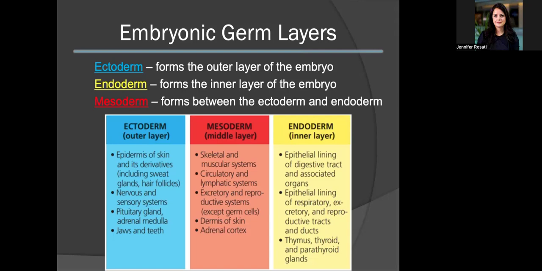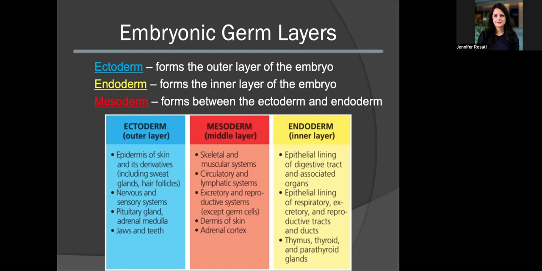The endoderm will form the inner layer of the embryo. These will eventually lead to the formation of the epithelial linings of the digestive tract and organs, the respiratory tract, excretory tract, reproductive tract, as well as the ducts, and the thymus, thyroid, and parathyroid glands.